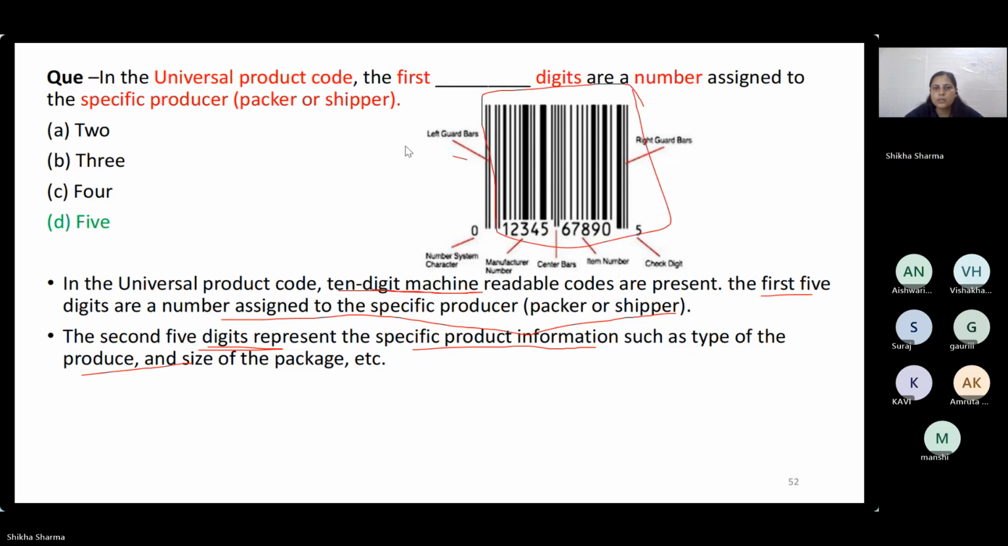Here are the left and right guard bars. Here the first number is 0, then the guard bars will be there. The first five digits will tell about the producer, and then there will be center bars, and the last five digits will be specific to the product, and at the end there will be guard bars. So like this we have bars.